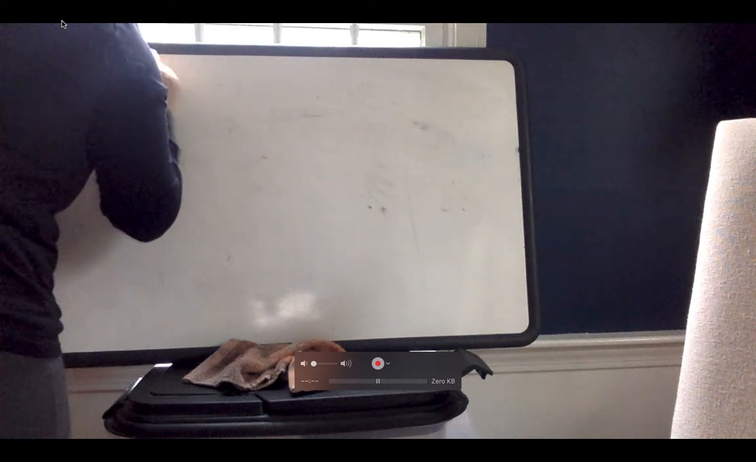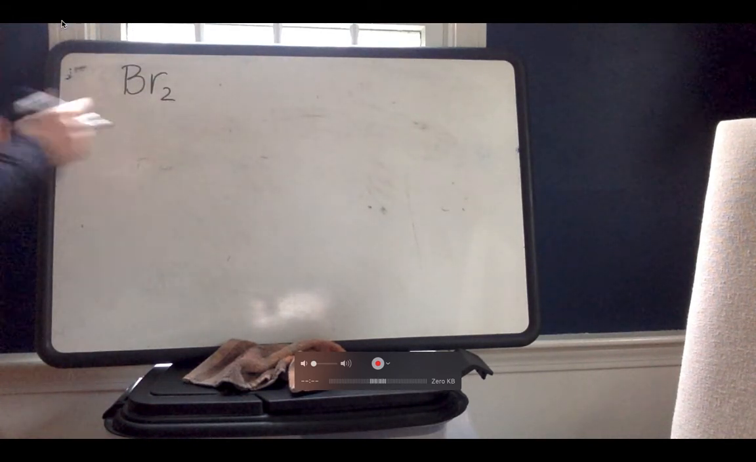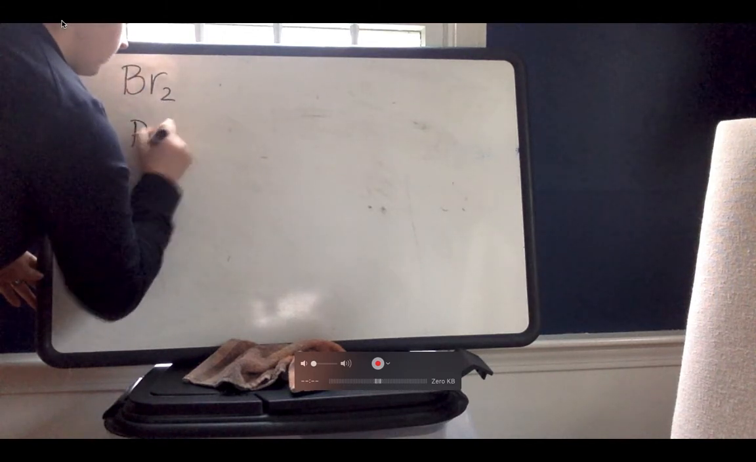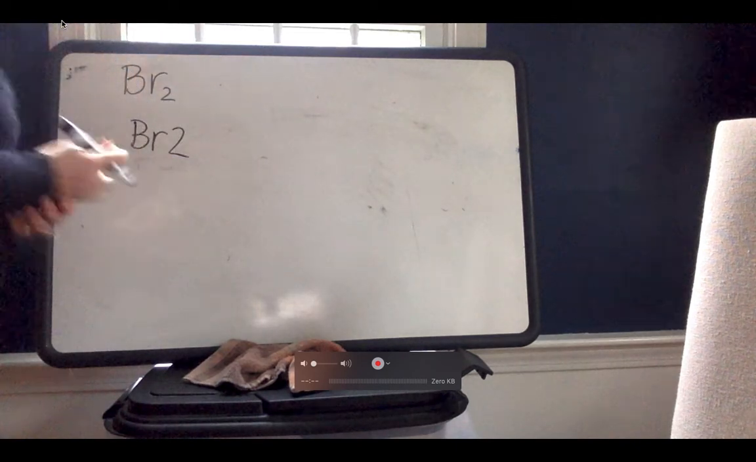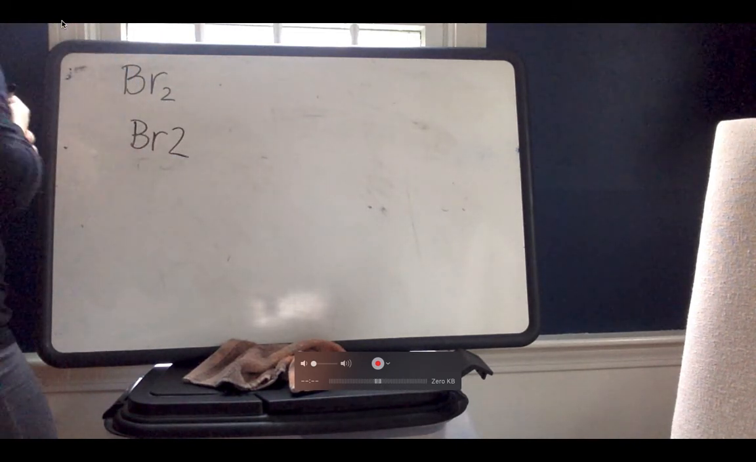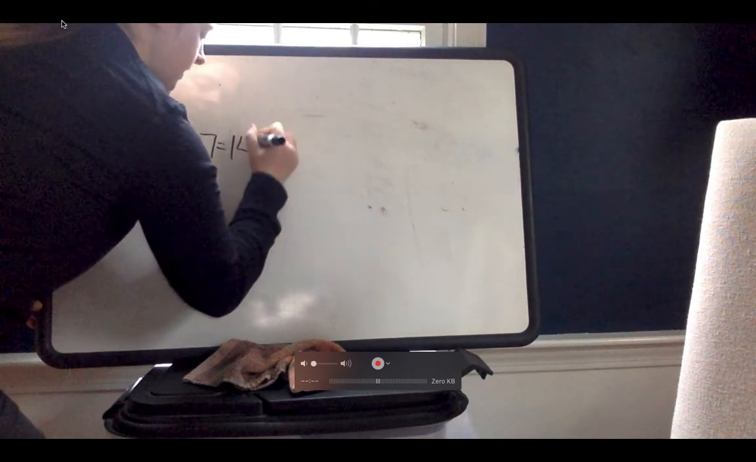All right, the next one that we're going to do together is Br2. Okay, so we're going to start the same way. We are going to list our elements. This time we only have bromine, but there's 2 of them. Bromine is in group 17, so it has 7 valence electrons. 2 times 7 is 14.